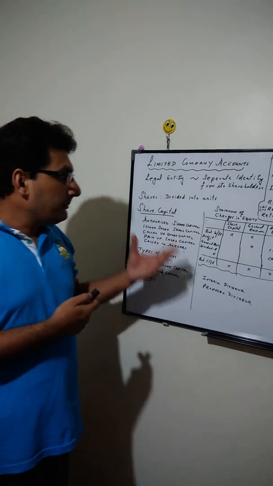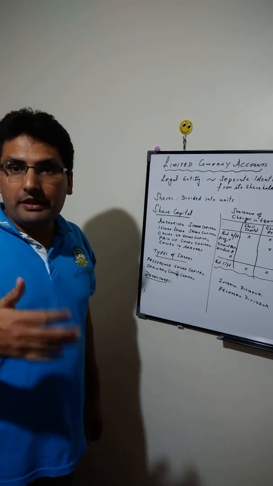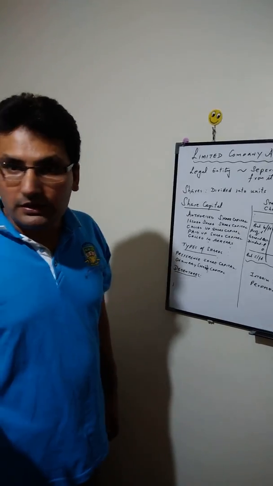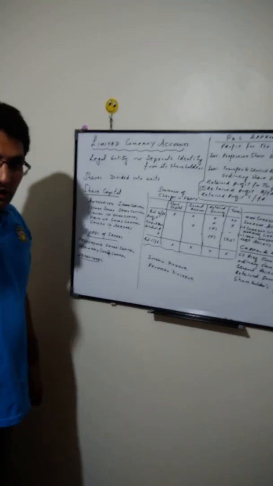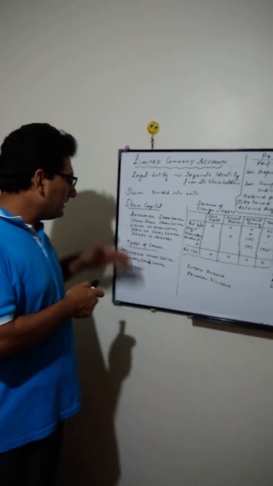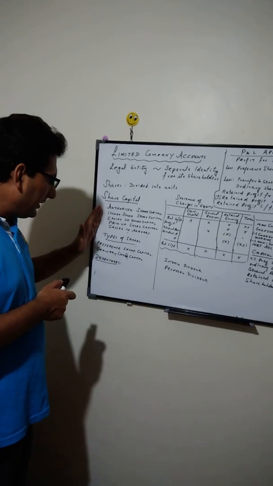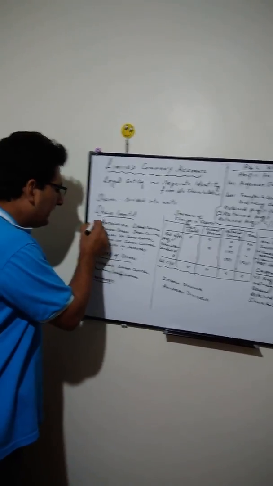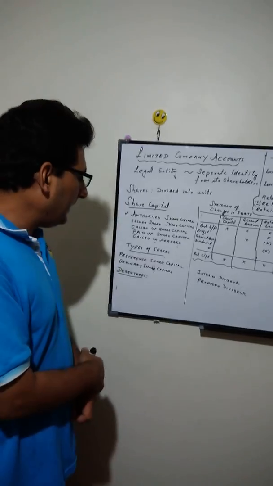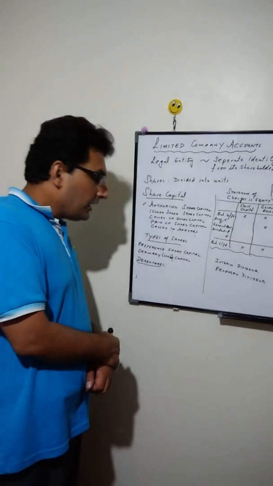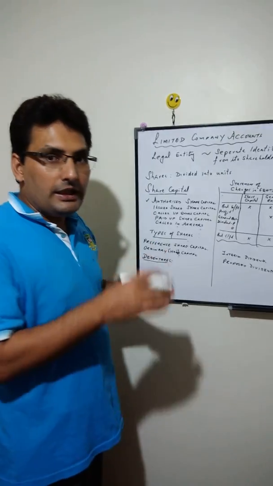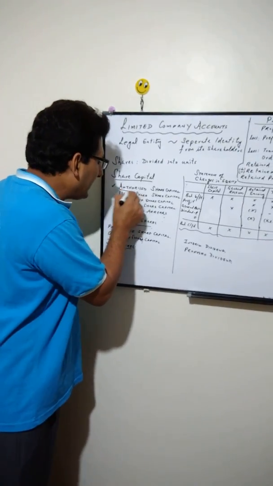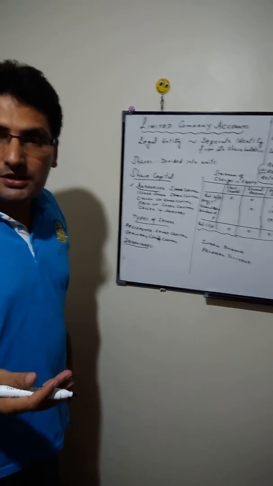So when we talk about limited company accounts, it is divided into shares. A share is a small segment of the total investment. Under share capital, there are these categories. The first one is the authorized share capital. Authorized share capital means the company regulatory authority of any country allows the company to offer shares at a maximum level. So this is the maximum limit of share issuance.